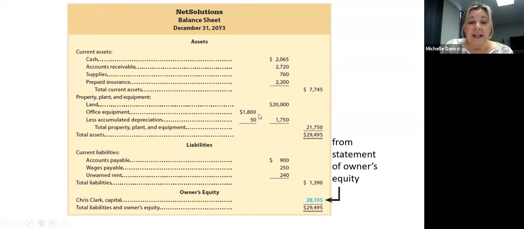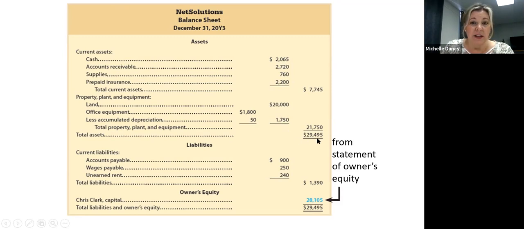So office equipment, $1,800. That's how much office equipment I had when I bought it. Now I have depreciated, or remember, used up $50 worth of my office equipment. So I'm going to subtract it to get what we called our book value, how much equipment I have left to use. So 1,800 minus 50 gives me 1,750.